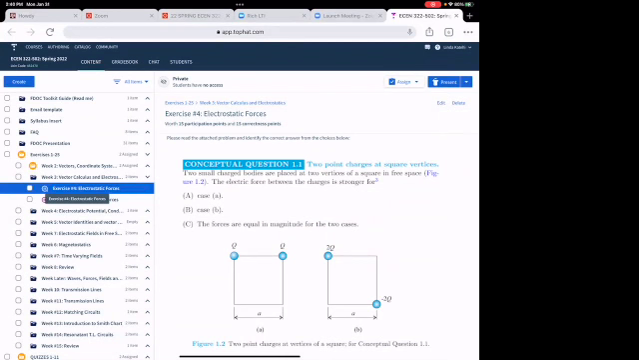It says the 2 point charges at square vertices, 2 small charged bodies are placed at 2 vertices of a square in free space. The electric force between the charges is stronger for case A or case B or C. The forces are equal in magnitude for the 2 cases. So it's talking about not direction, but the magnitude rather, okay? Be careful, it's not the direction, the magnitude. All right, thank you.